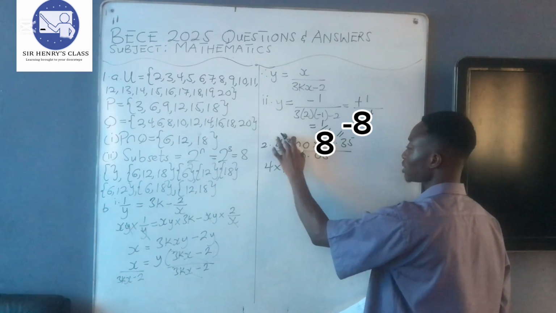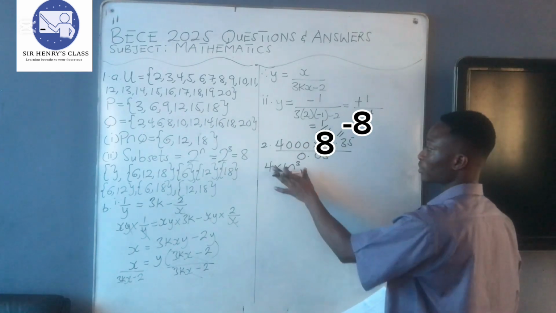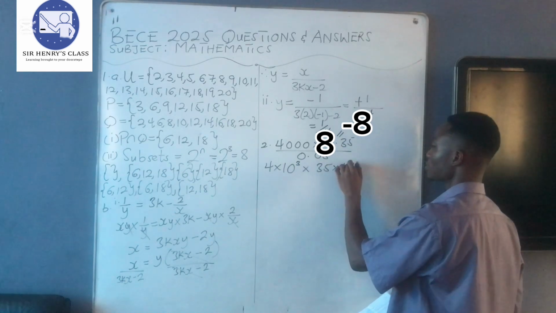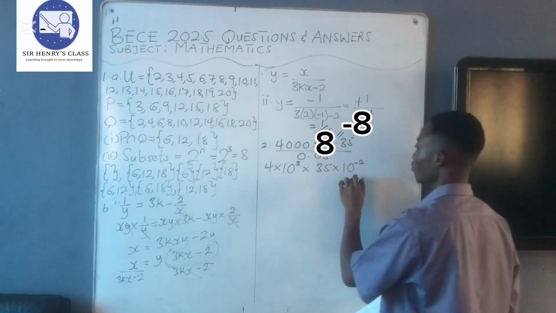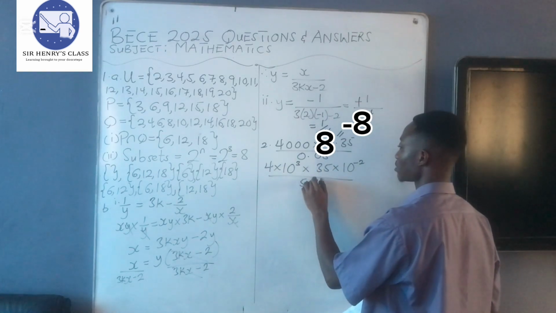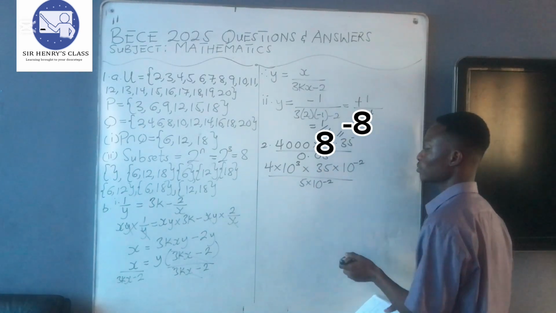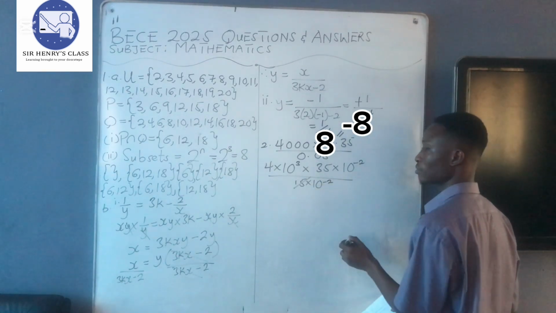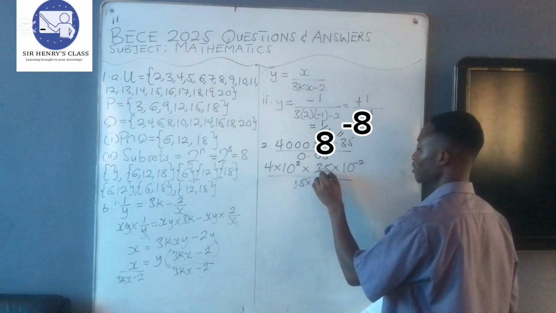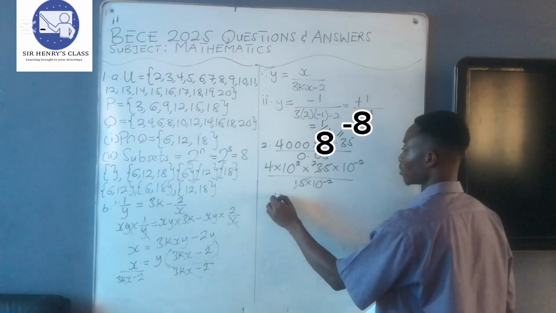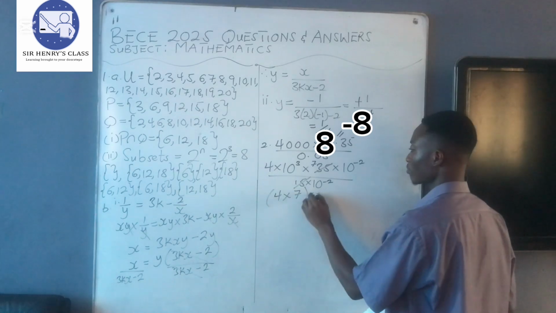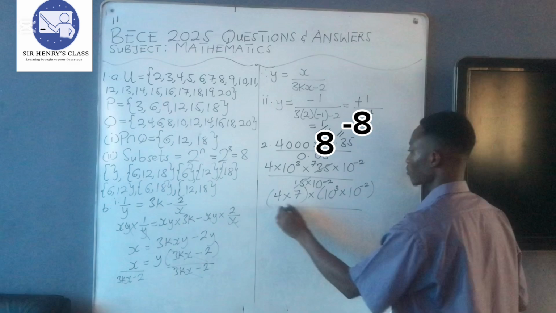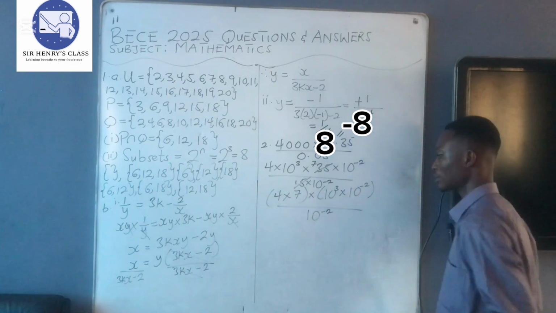We expressed each as a number in standard form, and this is what we had. Times 35 times 10 raised to the power -2, over 5 times 10 raised to the power -2. We can reduce some numbers to the simplest term. 5 divided by 5 is 1. 5 divides 35 7 times. Now we have 4 times 7, and we have 10 raised to the power 3 times 10 raised to the power -2, all divided by 10 raised to the power -2.